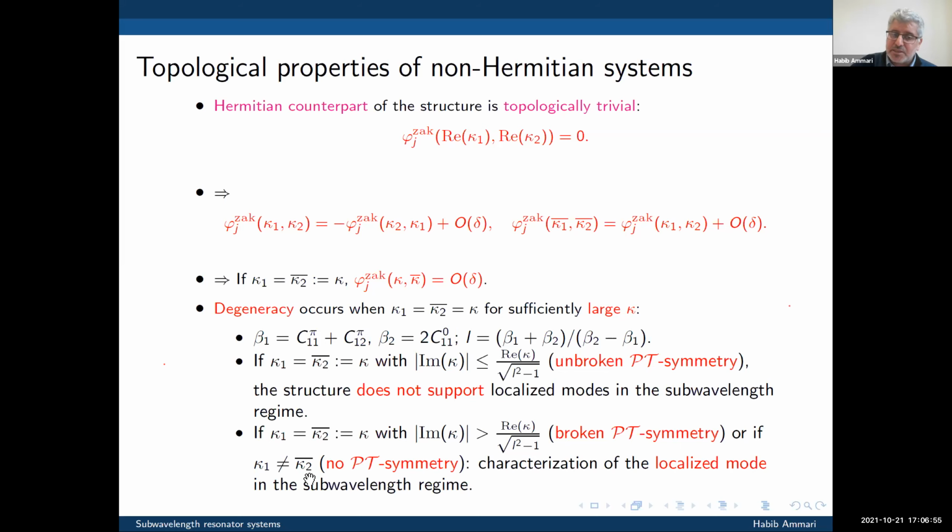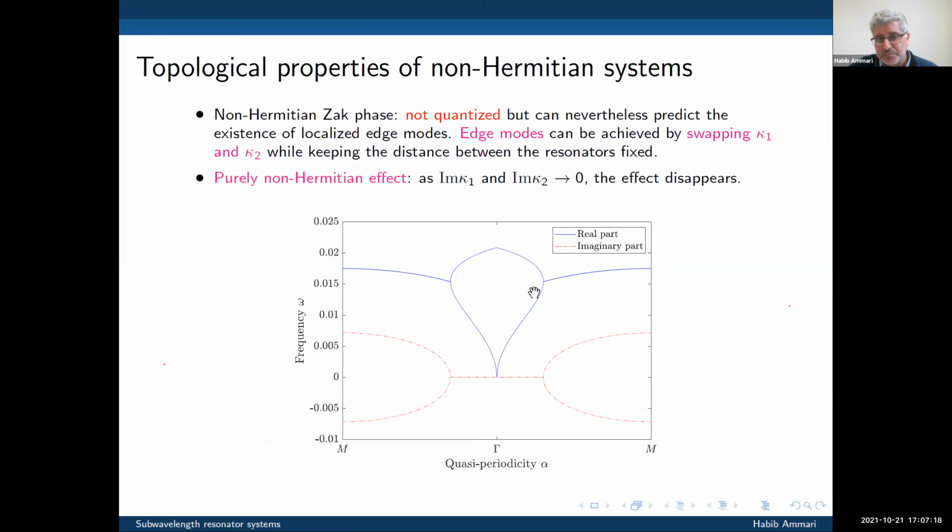Or if kappa 1 is not equal to the complex conjugate of kappa 2, then if there is no PT symmetry, we can prove that there are localized modes without having the Zak phase, the corresponding phase in the non-Hermitian case, quantized. It can be done. And the phenomena here is completely different because we open the degeneracy of the exceptional points, not the Dirac points. There are no Dirac points.